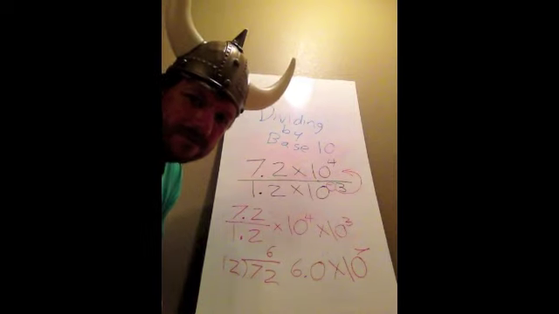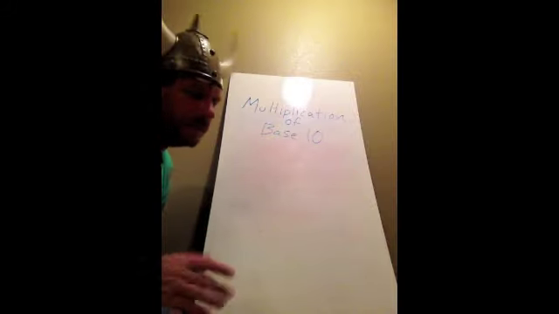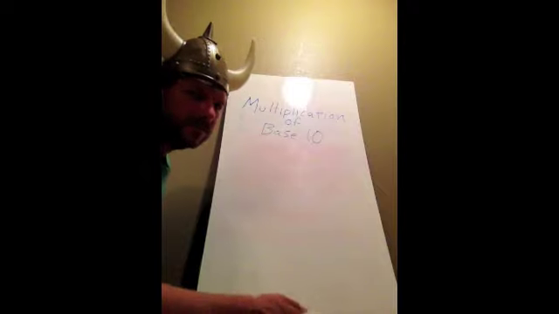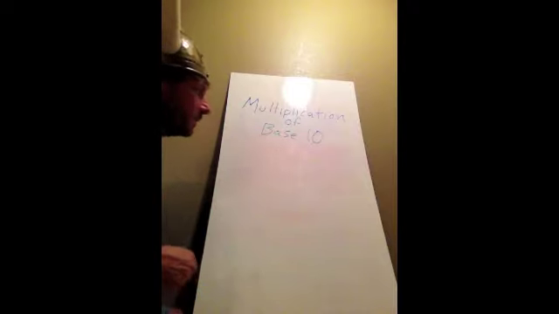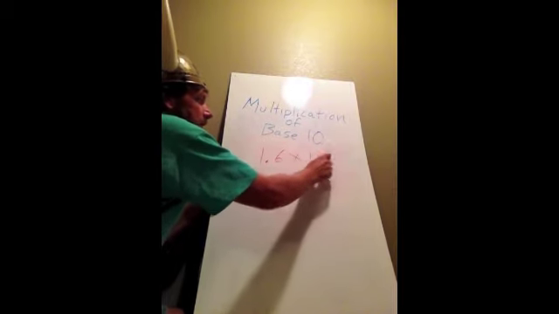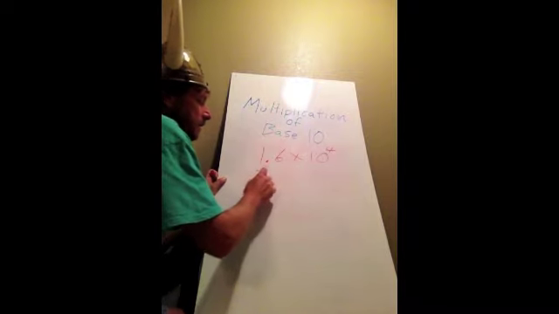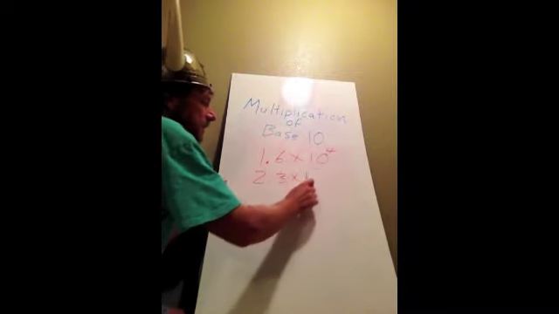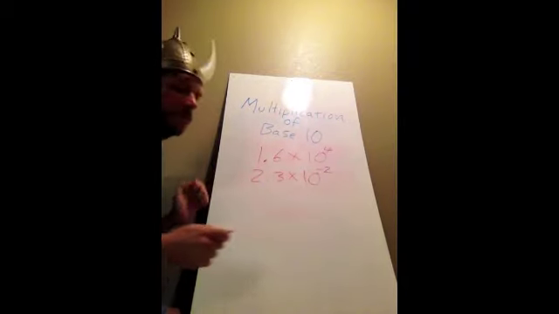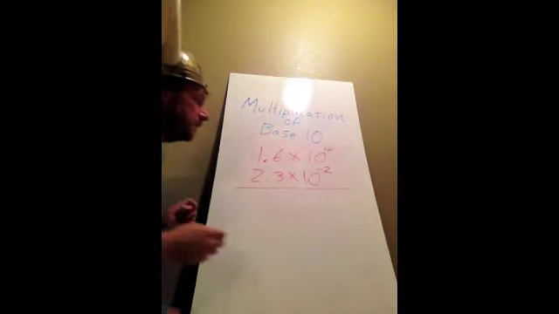Okay, I'm back. Now, we're packing a lot into this one, I know. It's important to cover multiplication and division at the same time. Let's do one more multiplication. We'll make the number easy. 1.6 times 10 to the 4. And 2.3 times 10 to the negative 2. Negative 2. A little bit of a twist.